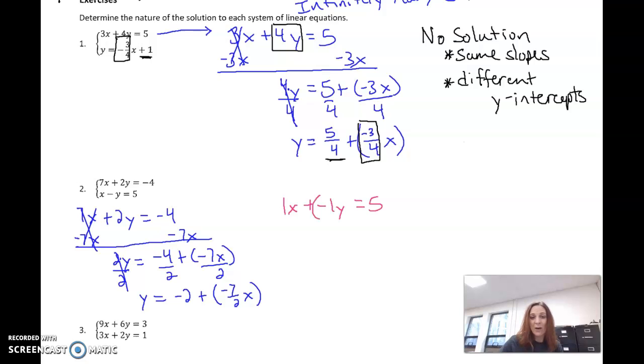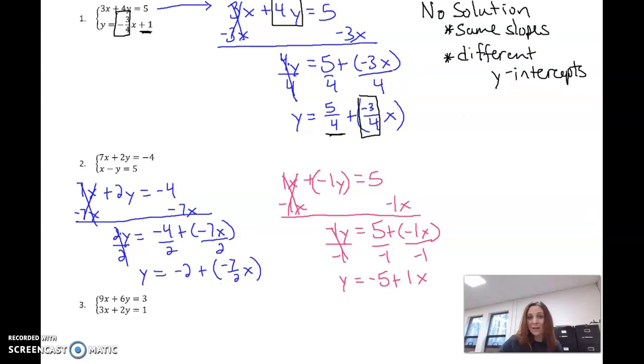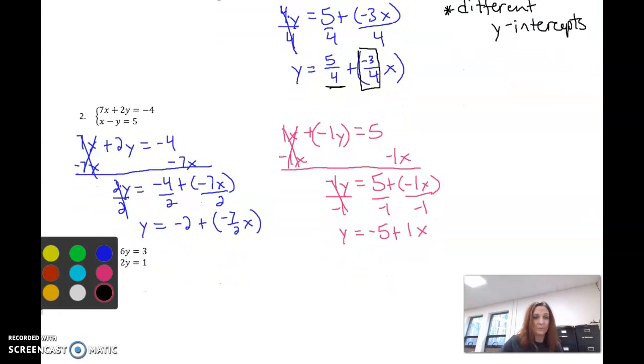Equals 5. Now, I'm solving for y, so I have to get rid of the x. So I'm going to subtract x, or subtract 1x if you want to think of it that way. Those are opposites. They give us 0. So I have negative 1x equals 5 plus negative 1x. Divide everything by negative 1. And I get y equals 5 divided by negative 1 is a negative 5, plus a negative divided by a negative is a positive 1x.